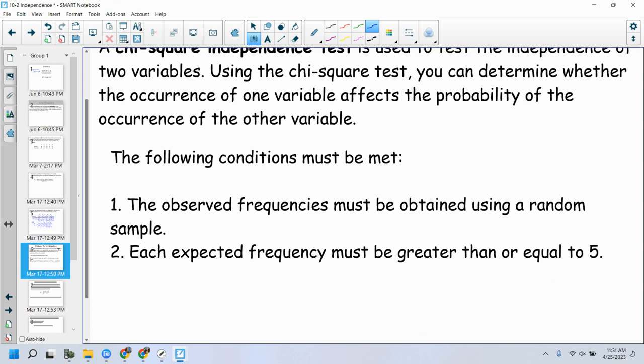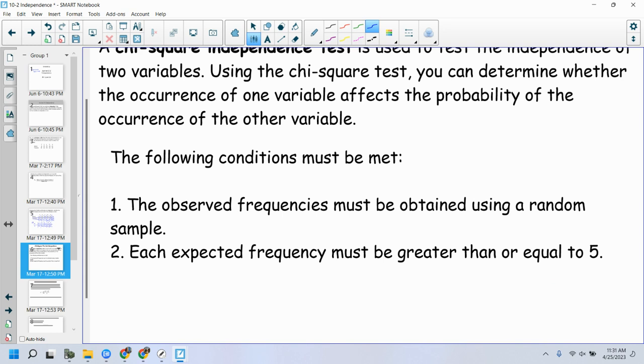That's the exact same thing as my chi-square goodness of fit test, right? I had to have expected frequencies come out to be bigger than 5, and it had to have been obtained by using some sort of random sample. And again, I'm going to meet these conditions for everyone. Every time we do this, these conditions will be met.